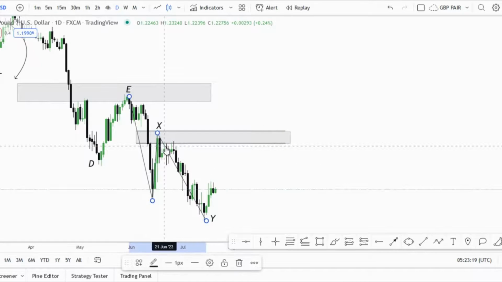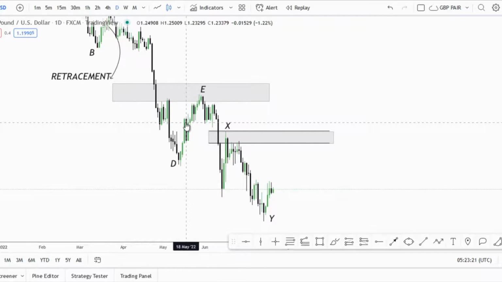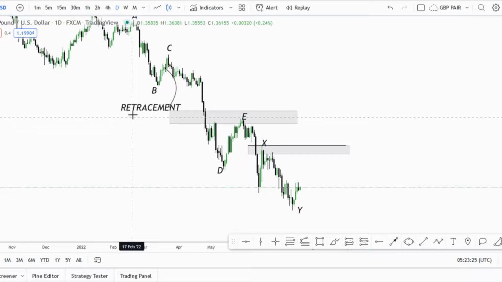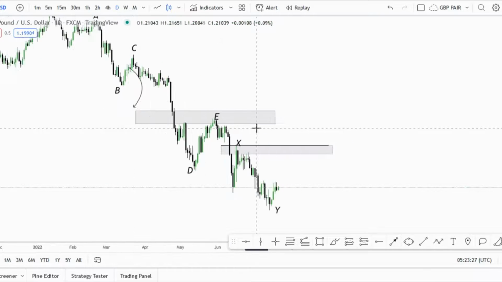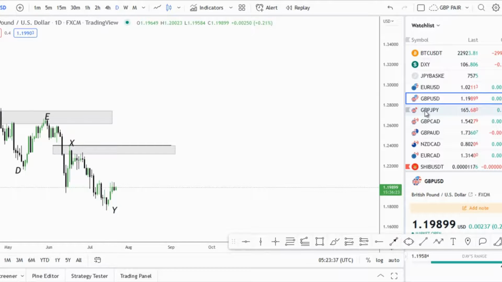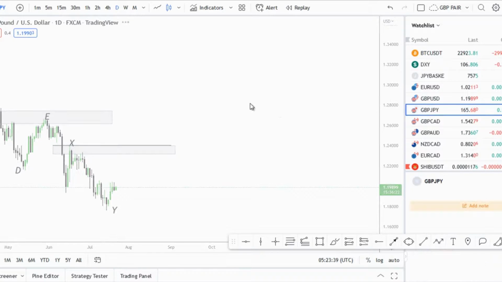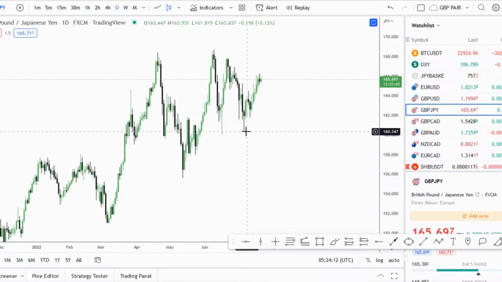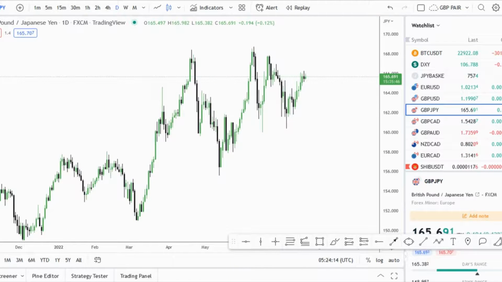Okay, so now let's look at another chart. We'll return to this chart. We'll talk about extension, but for now we're dealing with Fibonacci retracements. So I'll pick another chart. Also, I love to trade the pound JPY. So now this is the pound JPY.